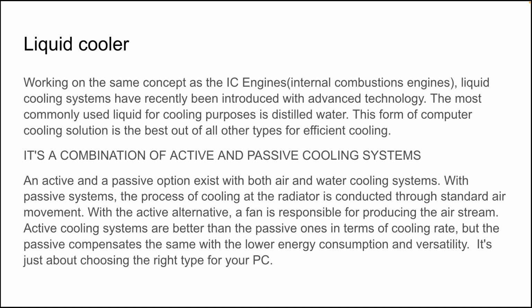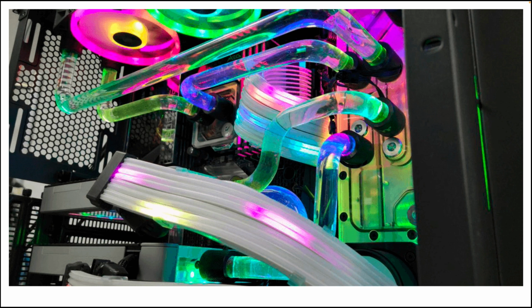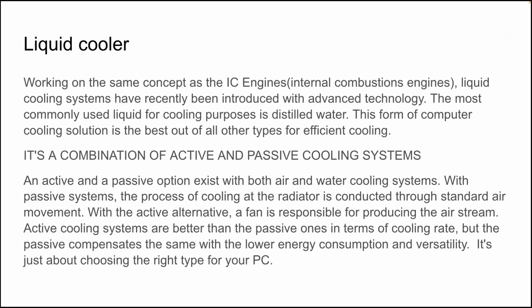A liquid cooler, you'll see this in a lot of gaming PCs. Liquid cooling is basically tubes running in and out of your computer that transfer liquid around hot components of your computer. In the next picture here, you'll see these tubes that run along here, and what they do is they basically act as your cooling system. They'll run water over certain components of your computer. It's a combination of an active and a passive cooling system. This form of cooling system is the best out of all of the other cooling systems. It's more efficient.